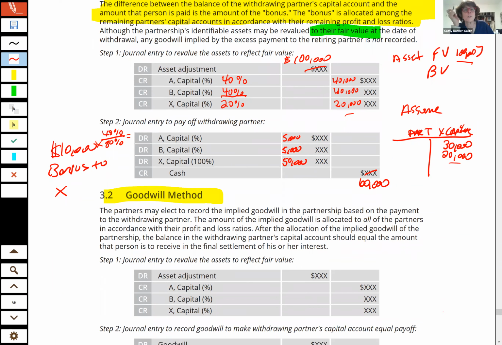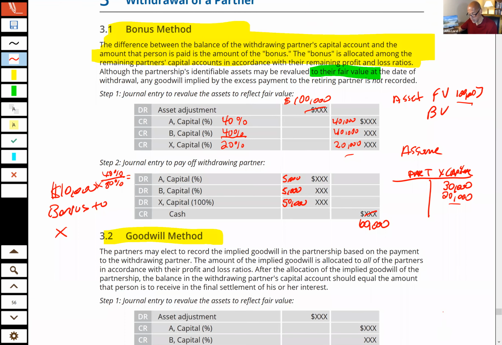Yeah. But it says journal entry to pay off withdrawing partner, so that's what's confusing to me. Well, this was a bonus. They were saying there was a bonus. Yeah, okay. Oh, okay, it's because there was a bonus. Okay, I'm sorry. Yeah, if there was no bonus, I guess it'd be 50,000.